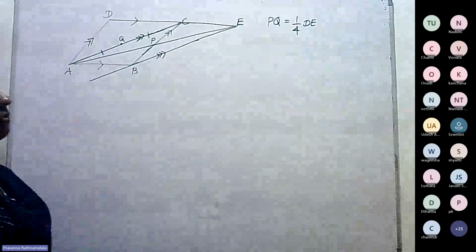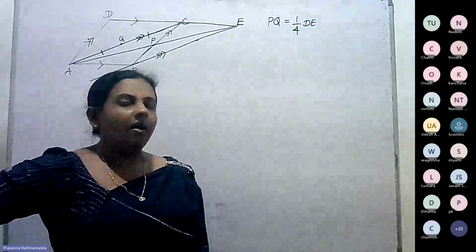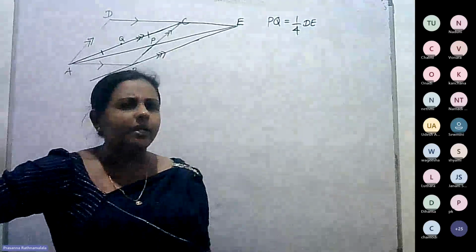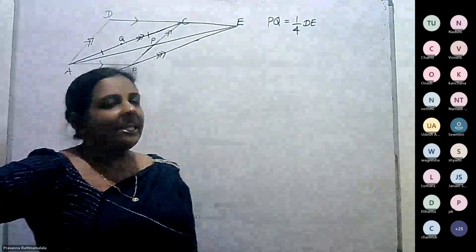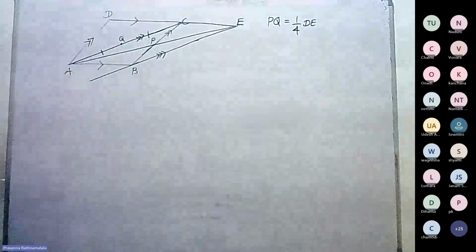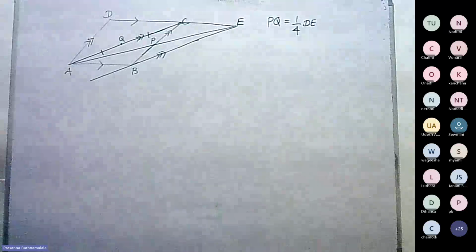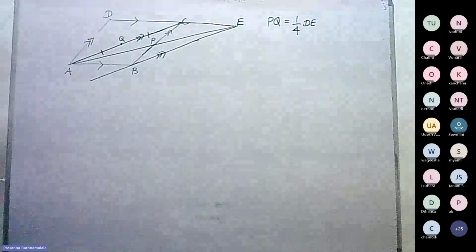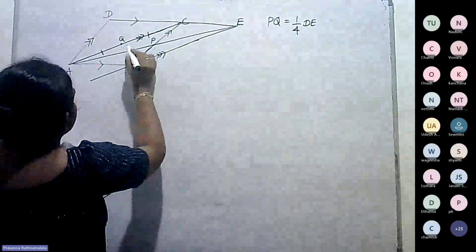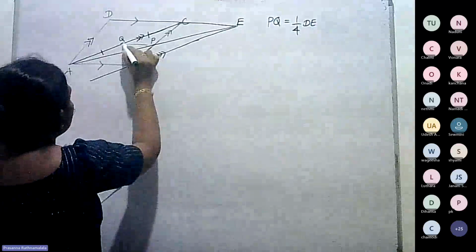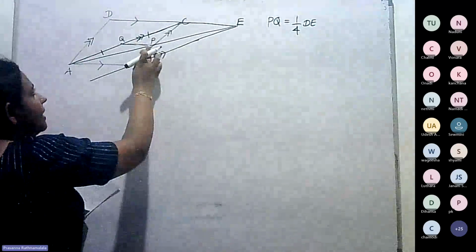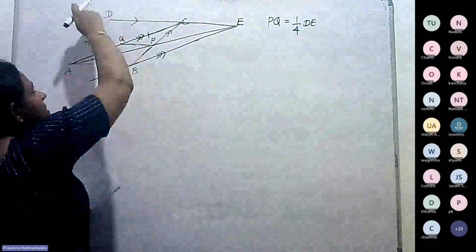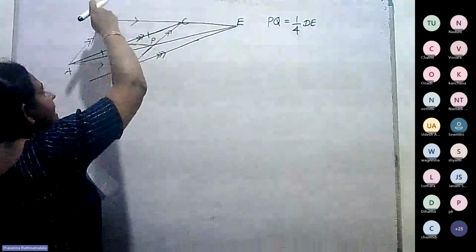PQ equals 1/4 of DE. Now, midpoint theorem again, right? Yes, there is a trend, and you can join this first. That is PQ. Now we join that PQ first. Then you show that this PQ equals 1/4 of DE.